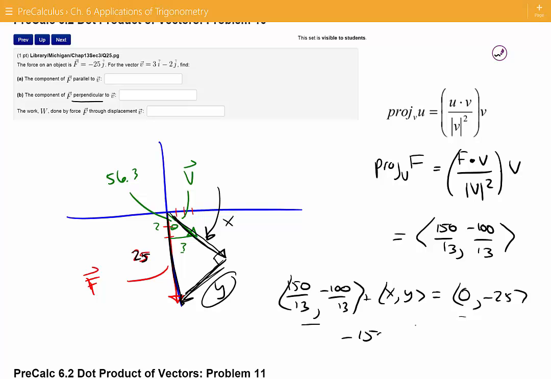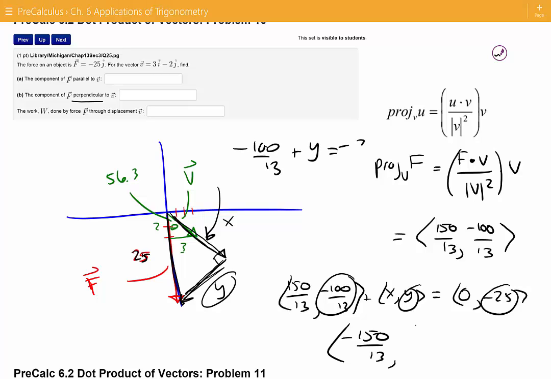And then to find the y component, I have to add the y's together. So I have to do this plus this and set it equal to this. So negative 100 over 13 plus the y component has to add to negative 25. So just add 100 over 13 to both sides. You end up getting as a fraction, if you do the common denominator, negative 225 over 13. So that goes here. And that will give you this vector right here.